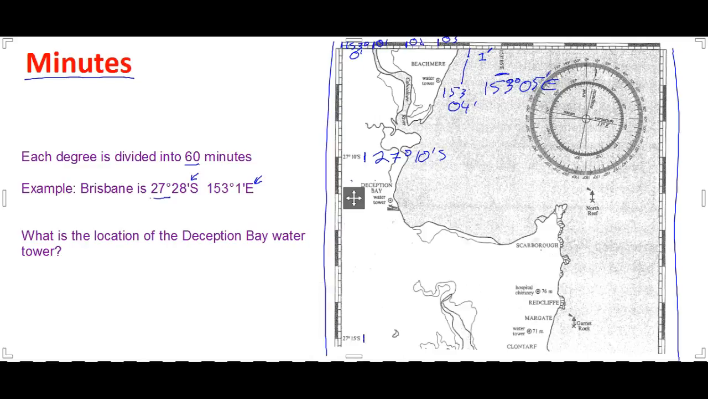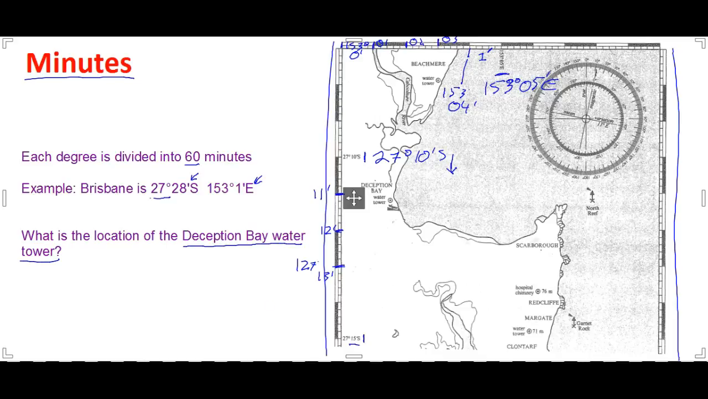And over here, down the side, well, it's getting bigger as we go downwards. So we've got 11 minutes, 12 minutes, and here would be 27 degrees and 13 minutes. Okay, until we get down to 15 minutes down here. So, question is, what is the location of the Deception Bay water tower?